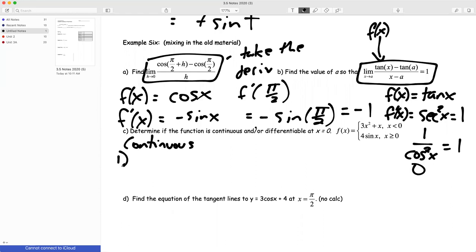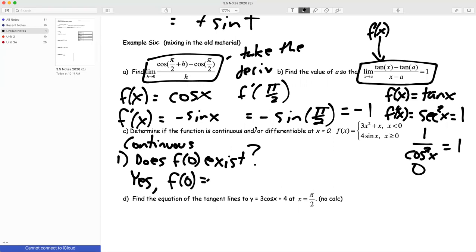So the first step: does f of 0 exist? And the answer is yes, it does. What is f of 0? I'm going to take 0 and plug it into the bottom equation because that's where 0 is defined. That gives me 4 times sine of 0, which is 0. So f of 0 is 0.